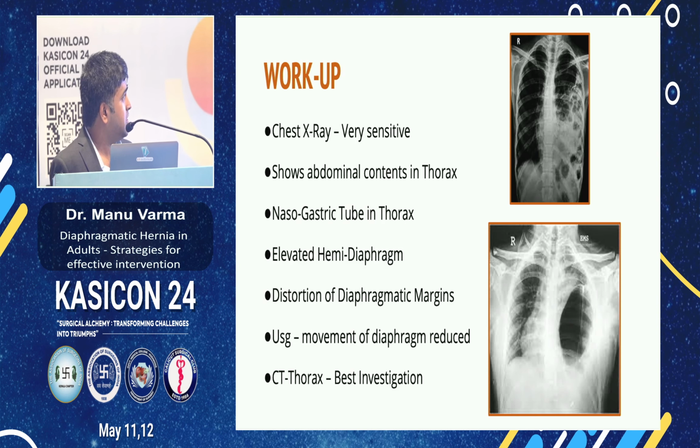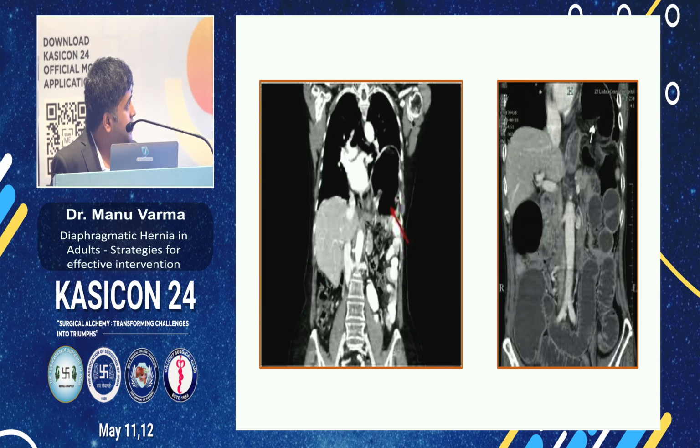Very unfortunate. So here are some images showing a diaphragmatic hernia on the X-ray, and here you can see the nasogastric tube over here. Of course, CT is the best investigation to pick up this problem. Again, CT images of a diaphragmatic hernia.